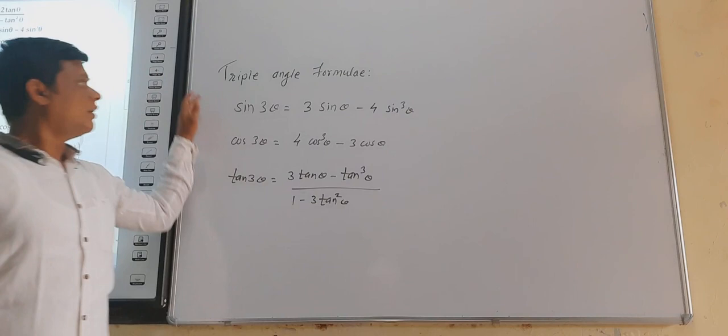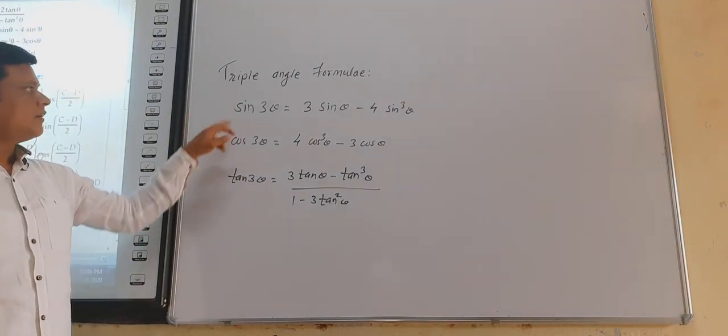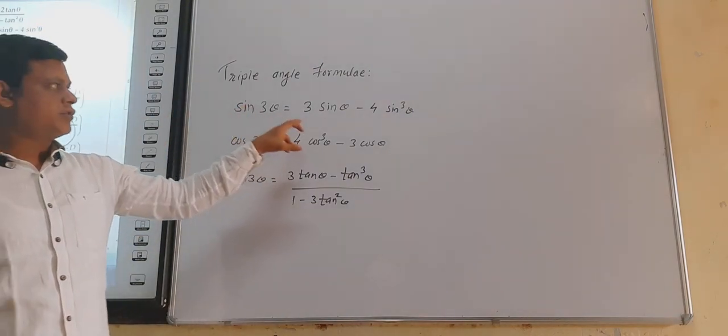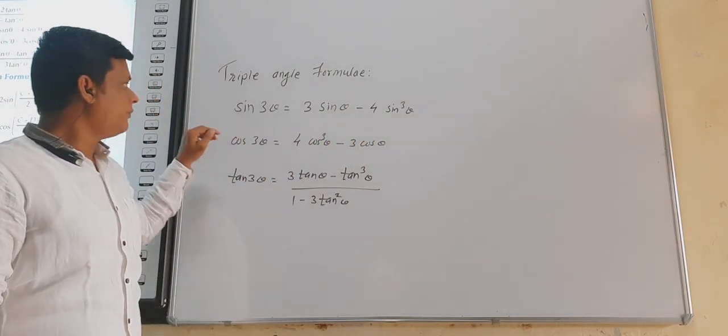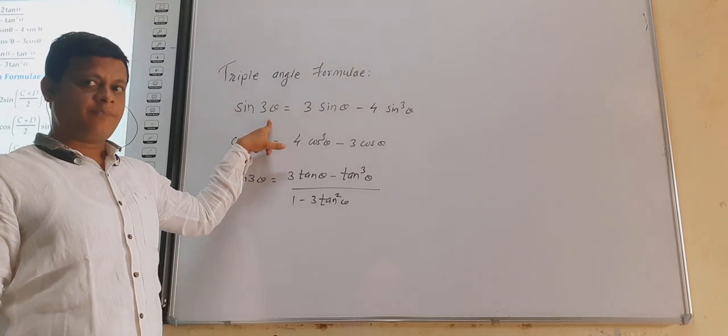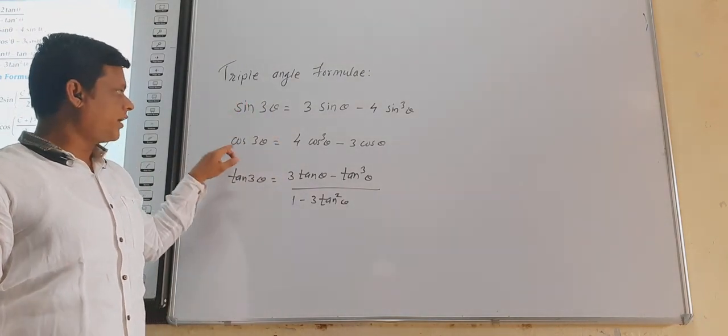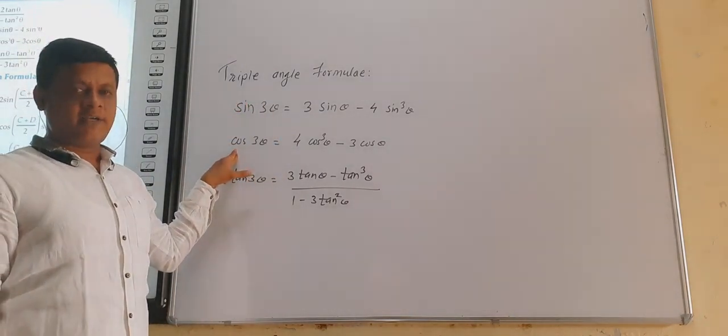Next, triple angle formula. Sin 3 theta equals 3 sin theta minus 4 sin cube theta. If you remember the sin 3 theta formula, then from this you can form the one for cos 3 theta.